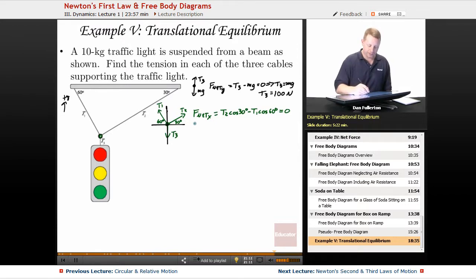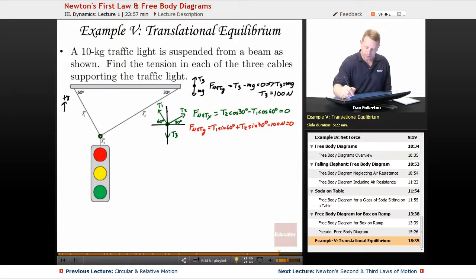We can try the same thing for the y direction. The net force in the y, which just means add up all the forces in the y direction. We're going to have T1 sine 60 degrees plus T2 sine 30 degrees minus T3, which is 100 newtons, so minus 100 newtons, all has to equal 0. So those are the equations I have to solve in order to find my tensions.